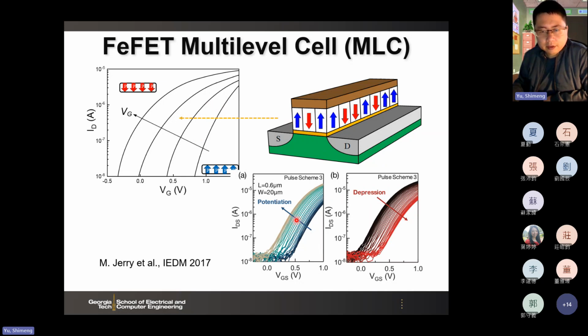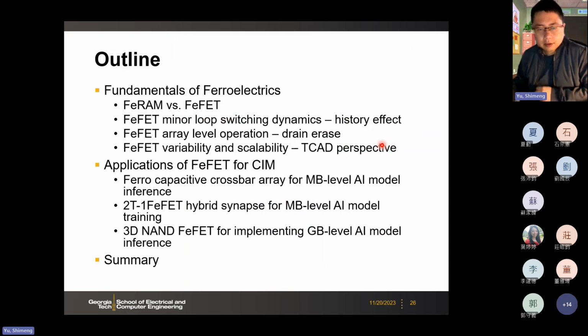Therefore, you can create the ID-VG gradual shift. So here are some data showing that you can fine-tune this threshold voltage gradually, and so you can get multi-level states. Okay, so those are the fundamentals so far, and I will continue with some of the device basics.